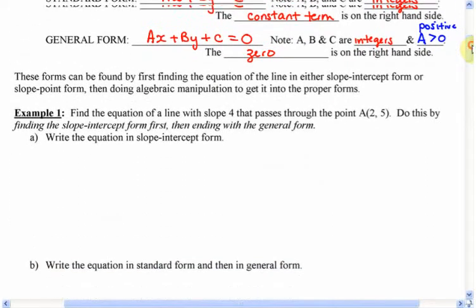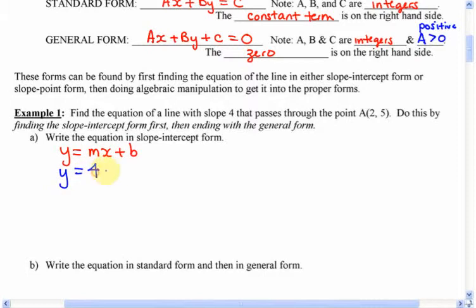So let's try example number 1 together. It says find the equation of a line with a slope of 4 that passes through the point (2, 5). Do this by finding the slope-intercept form first and then converting it into general form. So remember the slope-intercept form? It's y equals mx plus b. Can anyone tell me what the slope is? If you said 4, you're correct. So I'm going to replace m with 4.